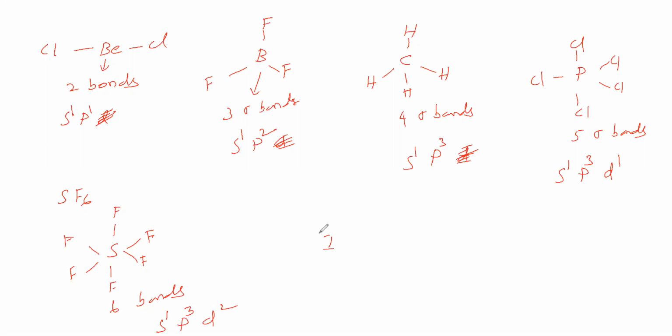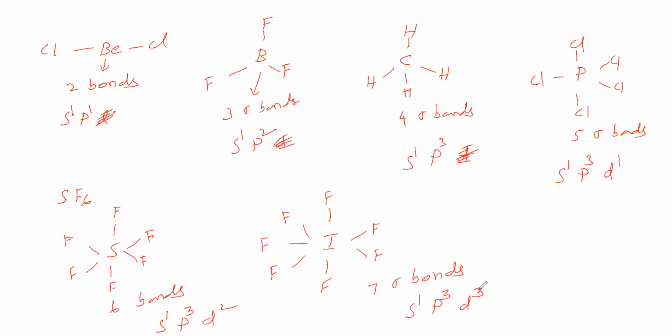Now we will see IF7. In the IF7, iodine has 7 fluorine atoms. I is bonded with 7 fluorine atoms like this. This is a pentagonal bipyramid. Here 7 sigma bonds are there. You write S, P and D. Of that 7, 1 you give to S, 3 you give to P, and the remaining how much?